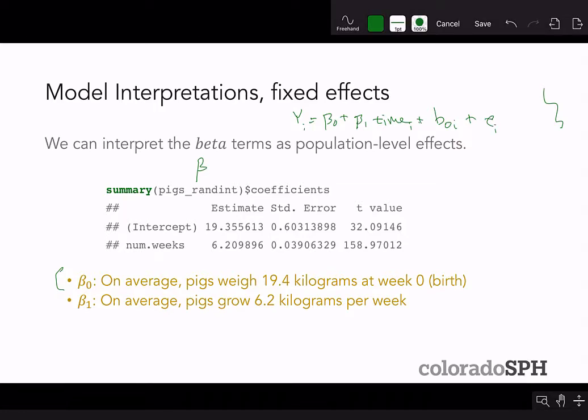And beta 0 is the intercept term, which in this case we would interpret as the weight in kilograms at time 0. So here, on average, the pigs weigh 19.4 kilograms at birth. And beta 1 is just the slope for weight over time. In this case, we would say on average pigs grow 6.2 kilograms per week, from that beta 1 value.